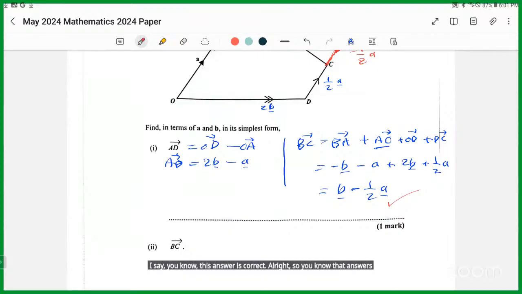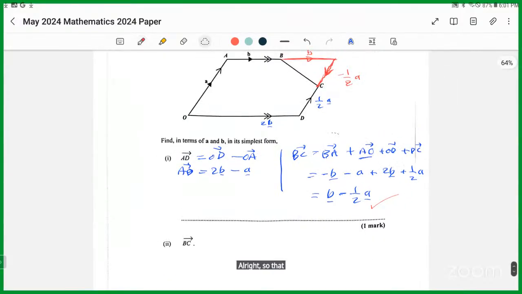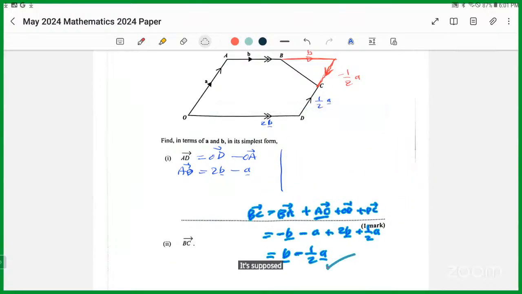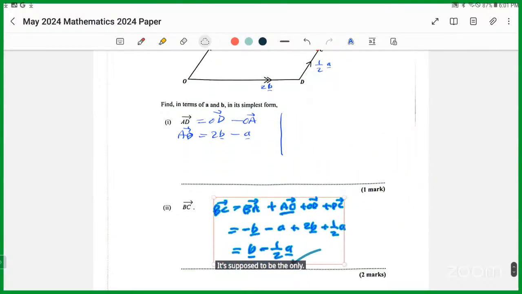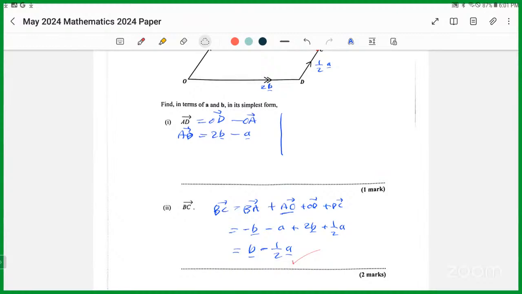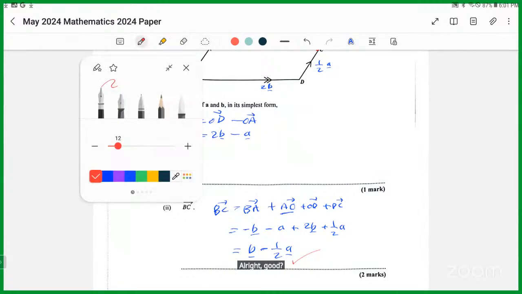Always get into the habit of making that good check in your diagram, especially about vector diagrams. Alright, so that is from B to C. So I'm going to move this down here. It's supposed to be down here. Alright, very good.